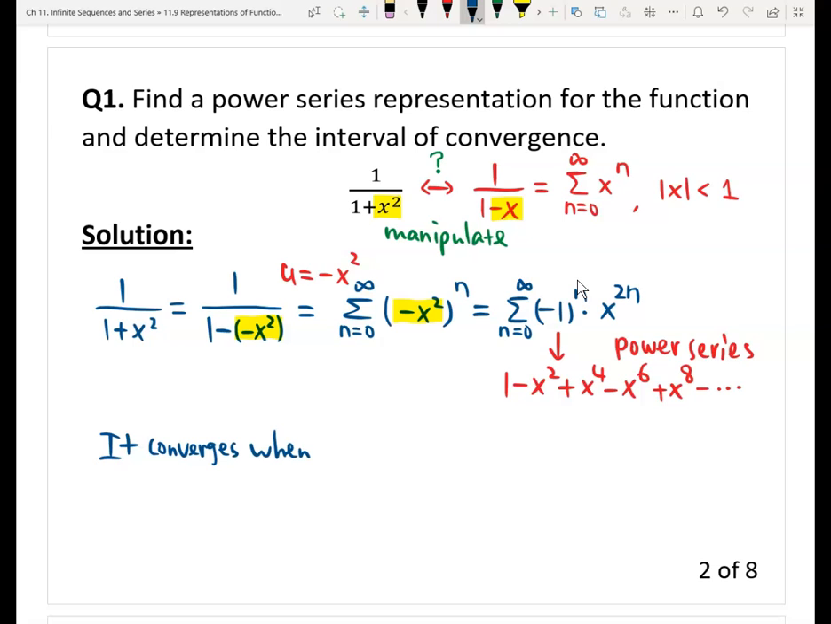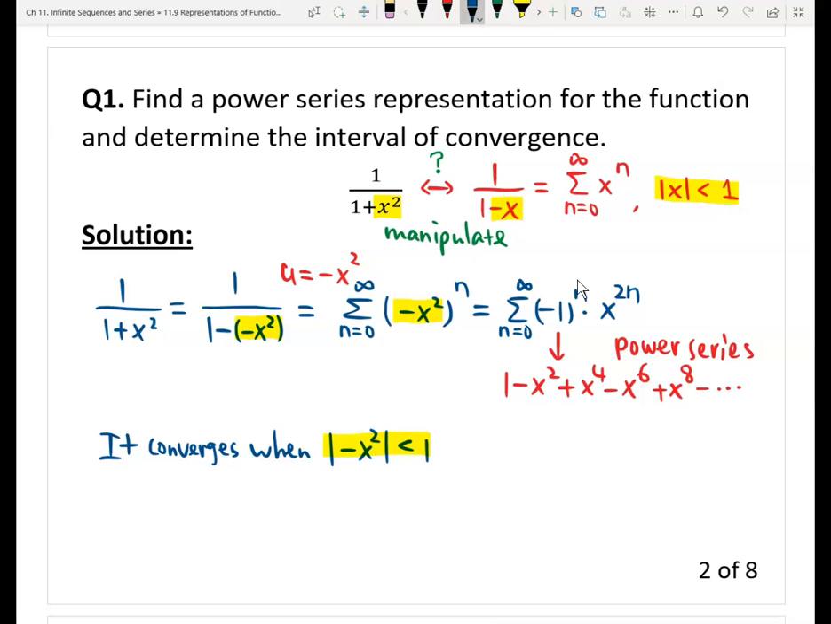So when this condition is satisfied, with negative x squared as u, and if we use these results, this means what? The domain is the absolute value of u less than 1, right? Therefore, this is less than 1. So we need to solve this inequality.